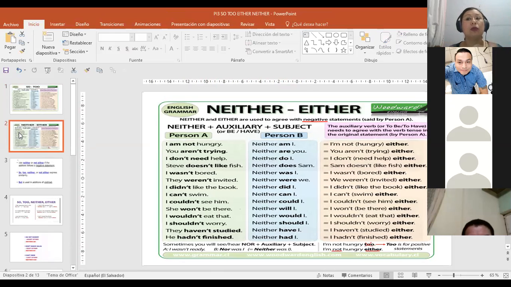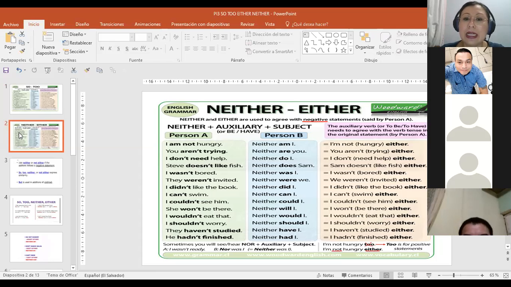Now we are going to move to neither and either. Aquí quiero hacer una aclaración. In the American English, you will listen that they say neither and either, okay? In the platform, the teacher that has recorded the video, she says neither and either, and it's correct.